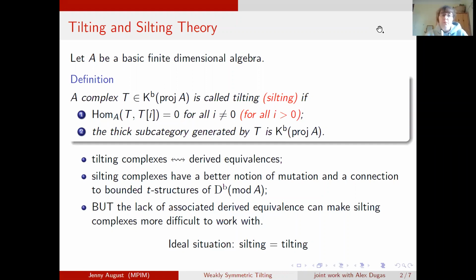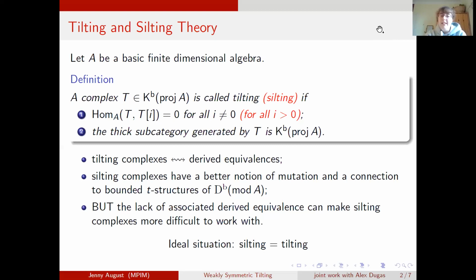Another reason that you might want to study silting is that they have a very strong connection to the bounded t-structures of the derived category. And this was actually the original reason they were introduced by Keller and Vossieck. However, silting complexes do have the disadvantage that if you're silting but not tilting, you don't necessarily have a derived equivalence, at least not one to a normal algebra. And this can actually make them more difficult to work with.